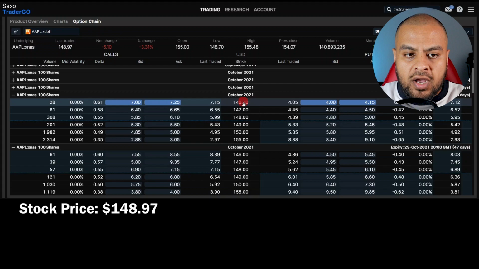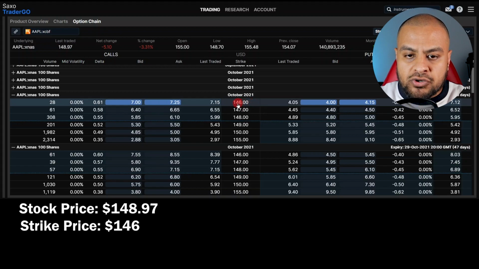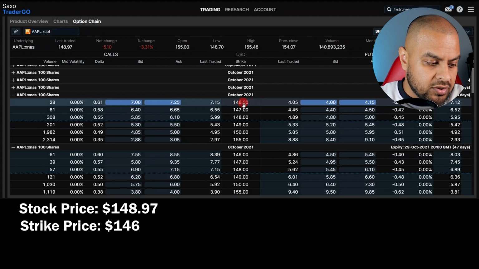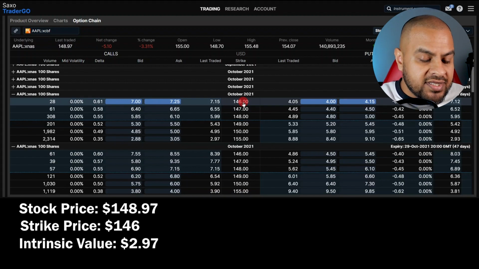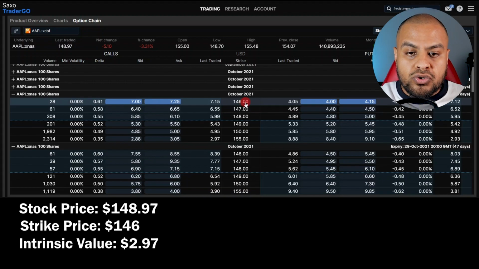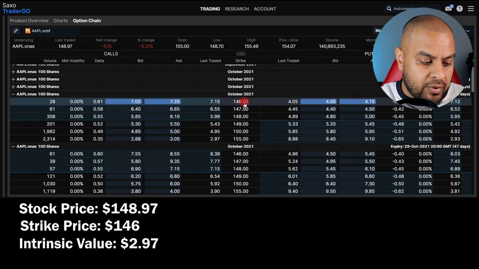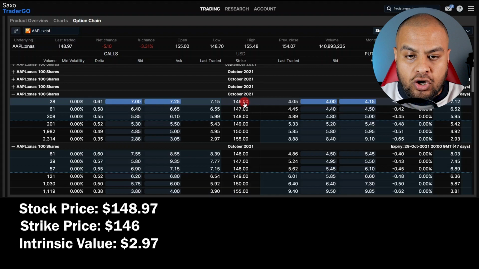Apple's stock price is worth $148.97. My strike price is $146. So that gives me an intrinsic value of $2.97 because it's the stock price minus the strike price. That is for one contract.